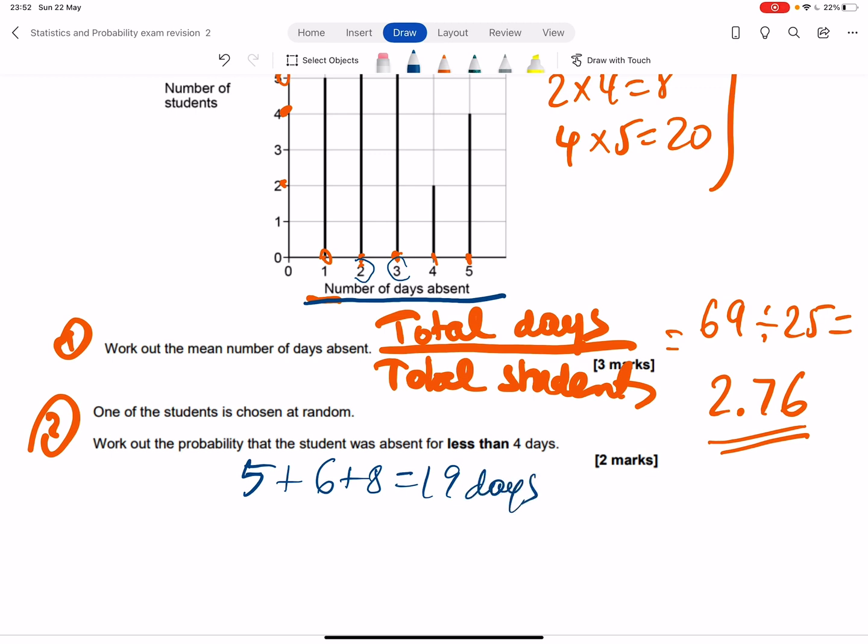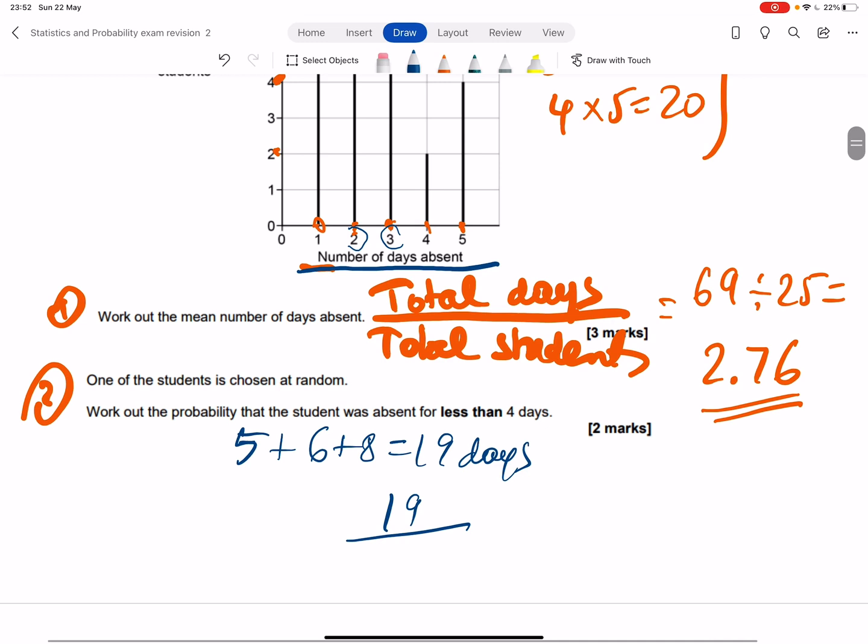And probability we express as a fraction. So 19 out of the total number of, 19 students. We were looking at 19, not days, but students. Let me just correct that. So 5 plus 6 plus 8, this is 19 students. So 19 students were absent out of 25. So this is your answer here, 19 over 25.